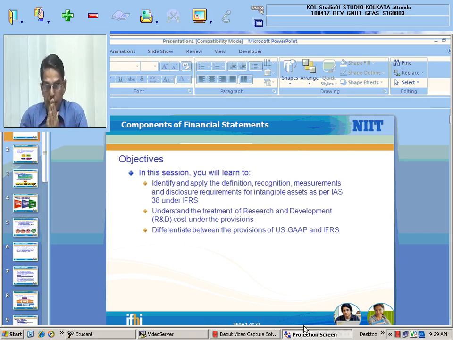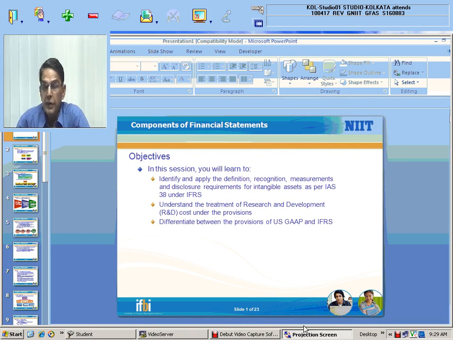So, we'll talk about the definition, recognition requirements and disclosure requirements for intangible assets as per IS 38. So, we are talking about accounting standard 38. That is what we are going to discuss. We'll also try to understand the treatment of research and development costs under the provisions of IS 38, and the difference between the provisions of US GAAP and IFRS so far as intangible assets are concerned.